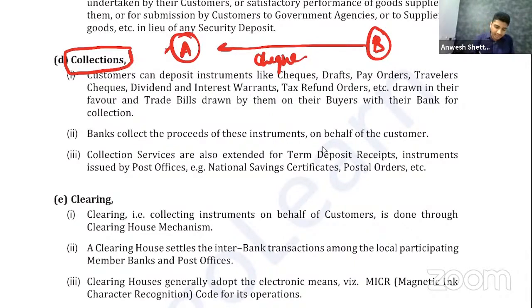Let us say A has his bank account in Andhra Bank, A for Andhra Bank, and B has his bank account in Bank of Baroda, B for Bank of Baroda. A goes and deposits the check he received in Andhra Bank. Then Andhra Bank will send that check to Bank of Baroda, and Bank of Baroda will pay money to Mr. A. So A's bank is doing the activity of collecting money from B's bank. This is also one of the functions done by banks.